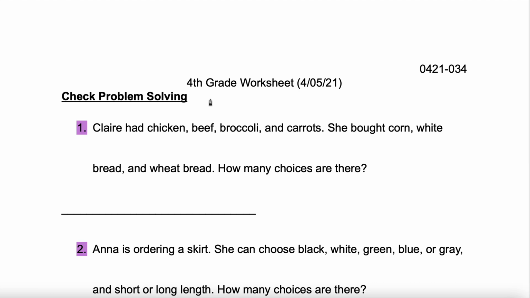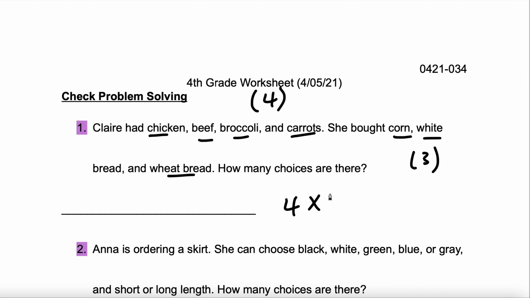Number 1. Claire had chicken, beef, broccoli, and carrots. She bought corn, white bread, and wheat bread. How many choices are there? So we see that there are 1, 2, 3, 4 things here, and then 1, 2, 3 things here. So we're going to do 4 times 3, and that gives us 12. So we'll write 12 choices.